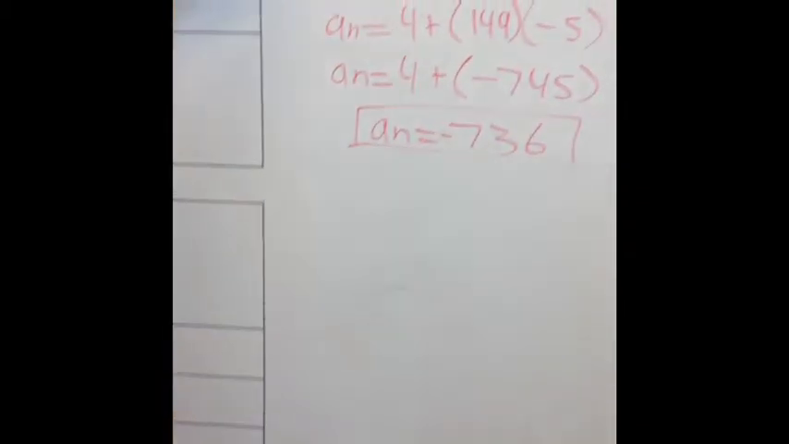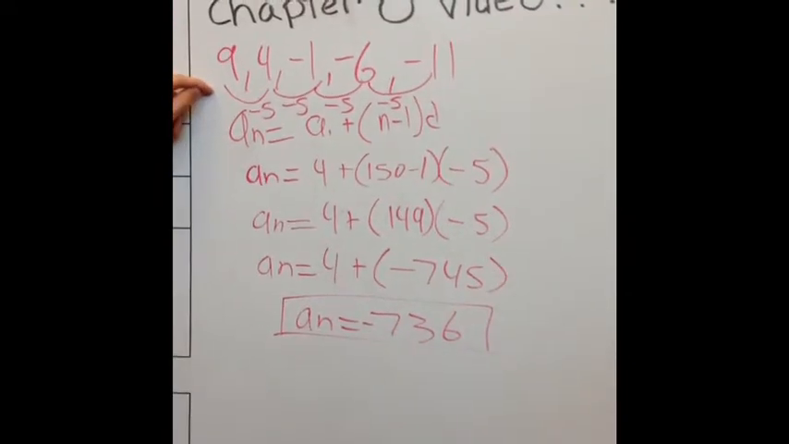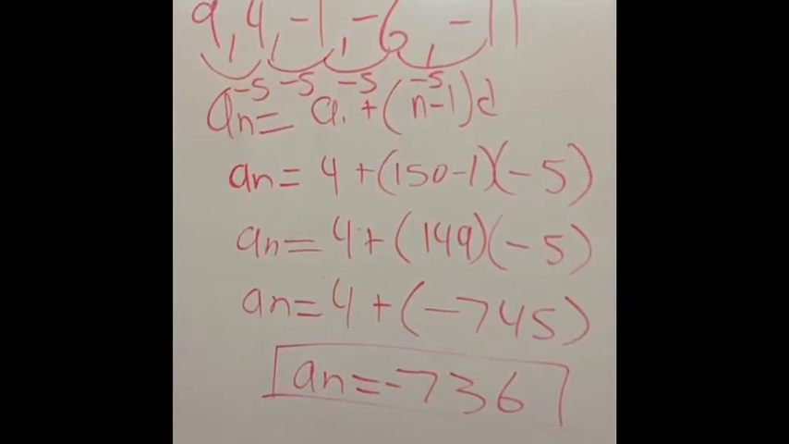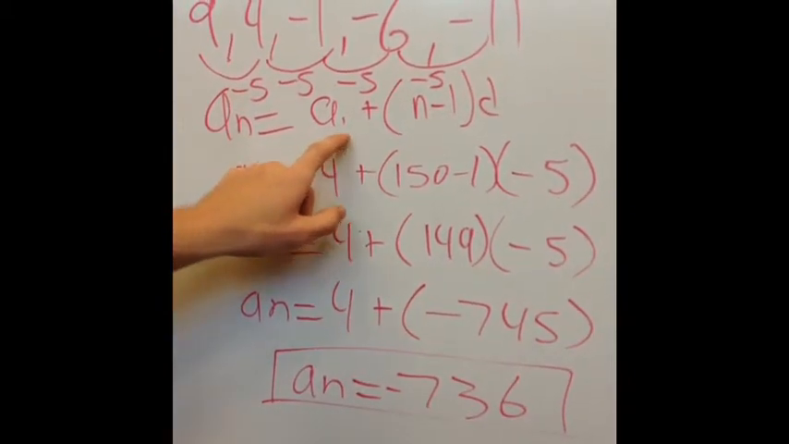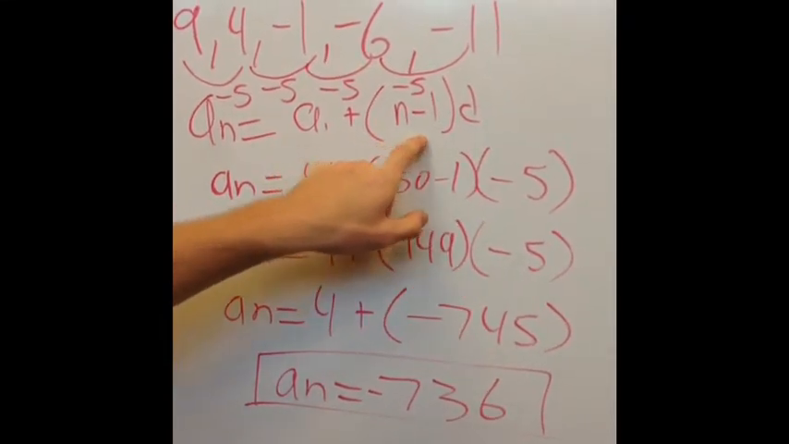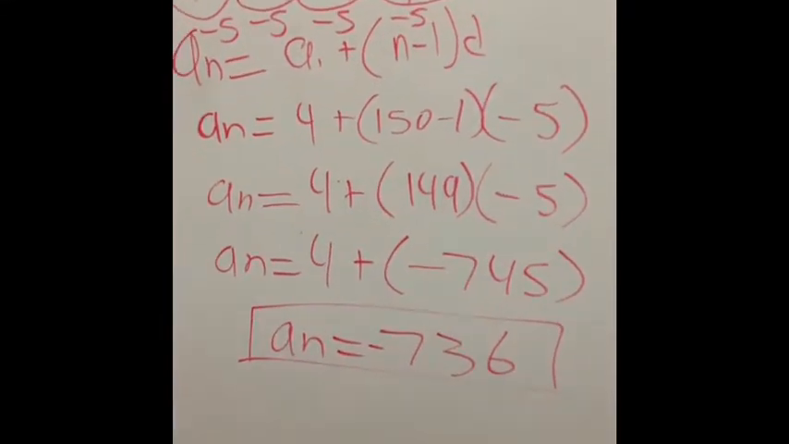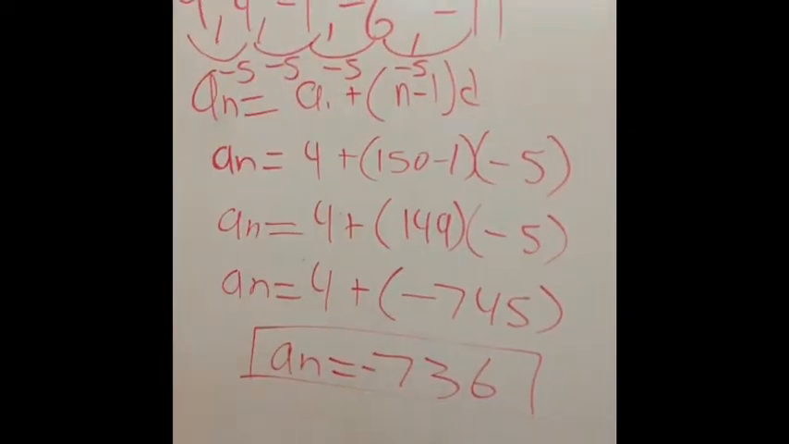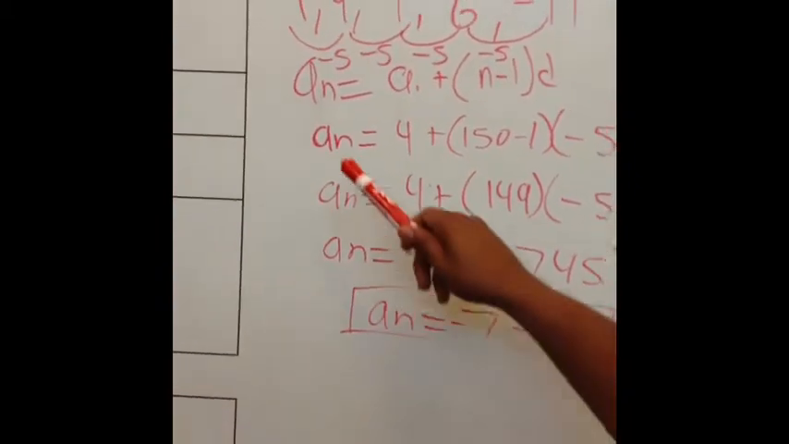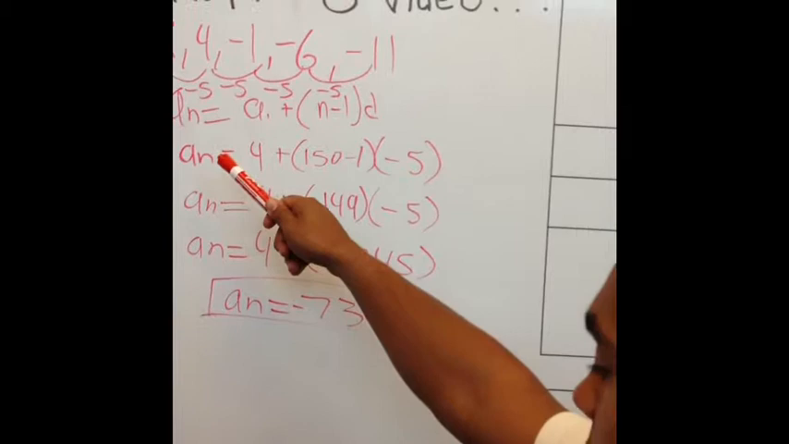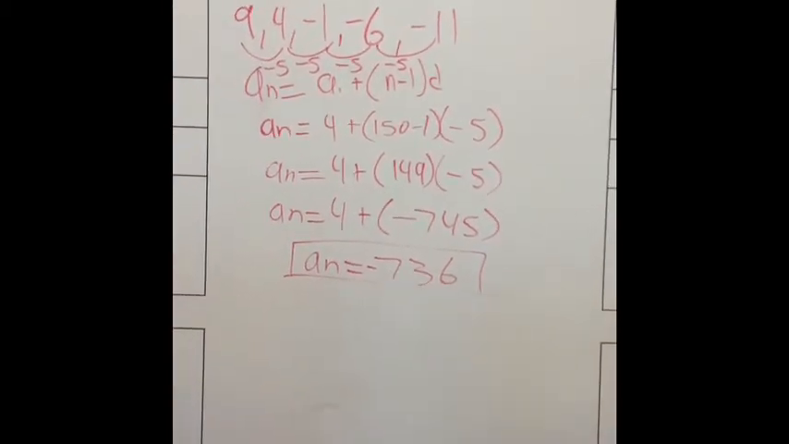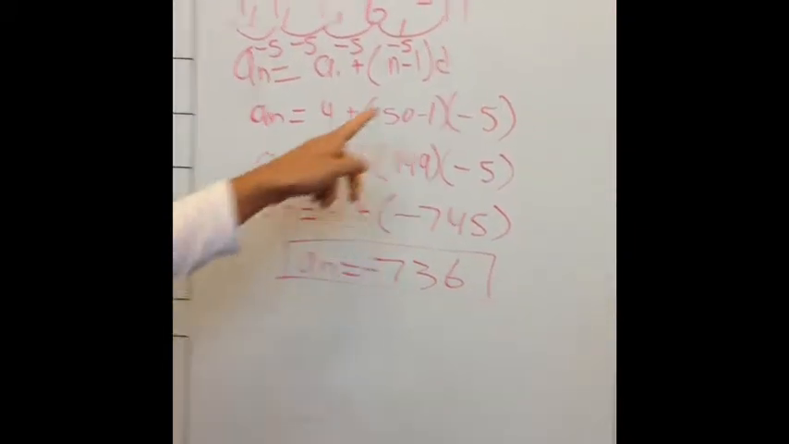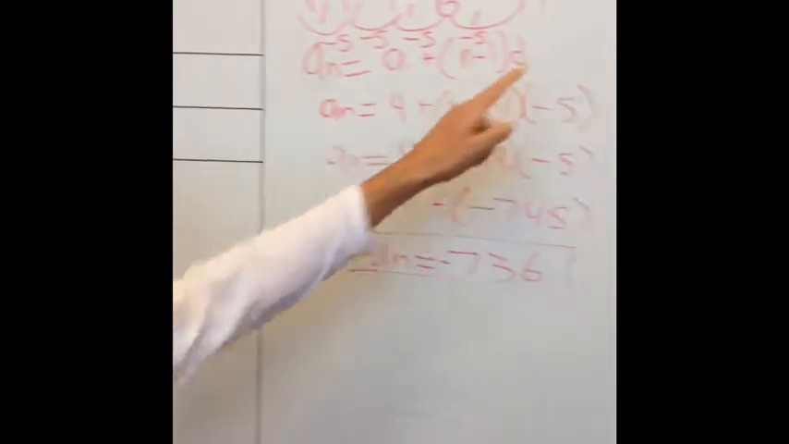Alright, so this is an arithmetic sequence, and that's because you're adding -5 to each one, and the equation is an equals a1 plus (n minus 1) d. Also, it's a sequence because it's a list of numbers, it's not plus signs. So an would represent the last term, a1 is the first term, n is the number of terms, and d is the common difference.